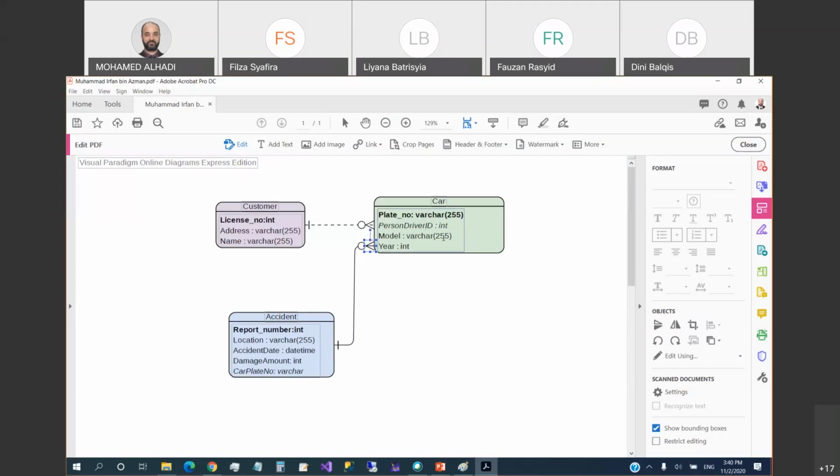So in this case, every car could have one or more accidents, but every accident will be involving only one car, which is not a natural relation actually. Okay, do you understand what I mean? Irfan, where is Irfan?